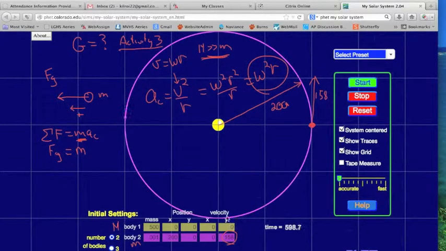But since we have the linear speed, v, and we know v is 158, let's use v squared over r. We put that in there. Then we have an equation for the force of gravity: it's G times the product of the masses over r squared. That's going to go in here.